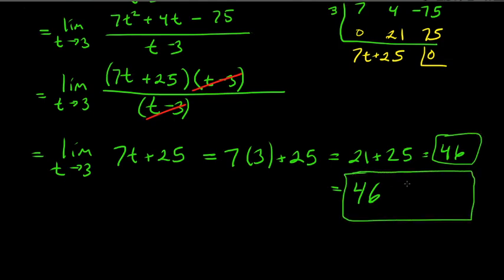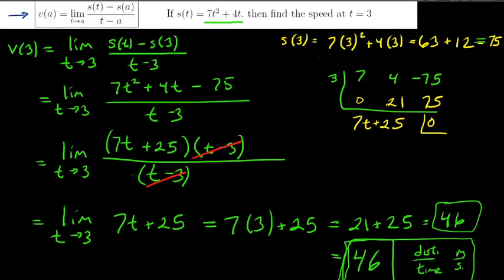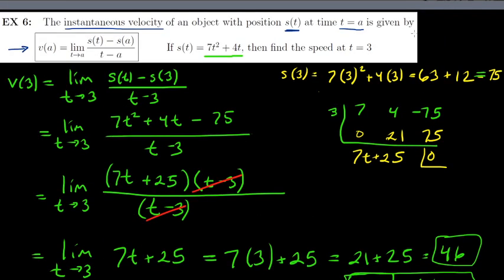Just realize that in most problems we're going to give you units. So it might be 46 feet per second, miles per hour, or meters per second. You should include units here, but in this case there are no units. It's just 46 units of distance divided by units of time, so meters per second usually. In this case, the answer is just 46. But that's the speed. That's how fast we're going at time t equals 3 seconds. That's all it is.